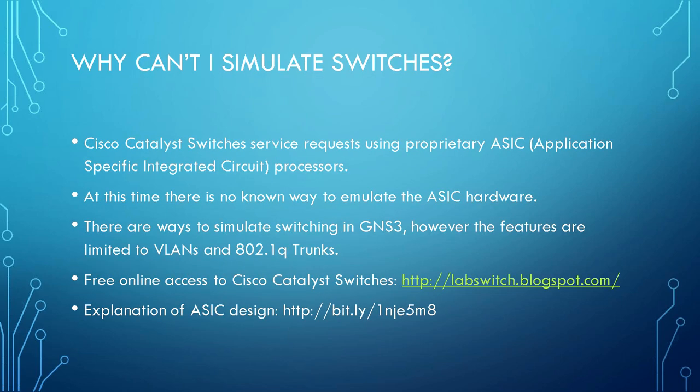Okay, so why can't you simulate switches? Now, when we talk about this, we're specifically talking about Cisco Catalyst switches. And when you're looking at the CCNA and CCNP, that's the core of what you really need to know. The reason for this is that all the logic on switches is handled by the ASIC processor. These are proprietary to Cisco. There's no way to really emulate them on hardware because that's all trade secret stuff. And because of that, we're limited as to what we can do natively within GNS3.